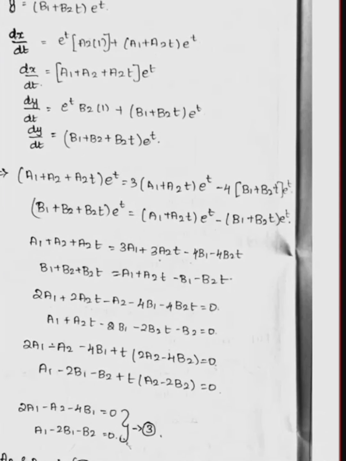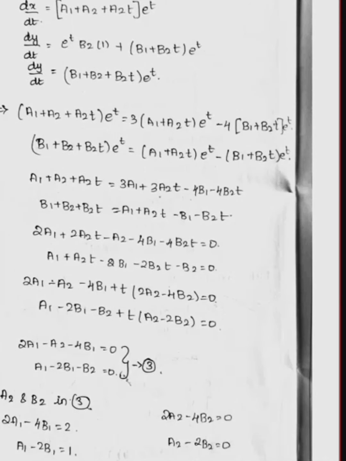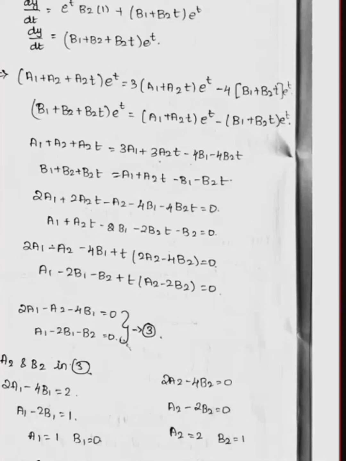Either the constant term equals 0 or the coefficient of t equals 0. Since t is not equal to 0, you equate the coefficient of that term to 0. So 2a1 minus a2 minus 4b1 equals 0, and a1 minus 2b1 minus b2 equals 0. This is the constant term equal to 0, and again the coefficient of t equals 0. That is 2 times a2 minus 4b2 equals 0, and a2 minus 2b2 equals 0.